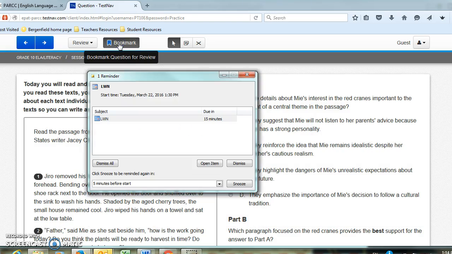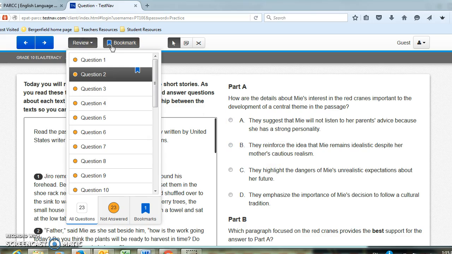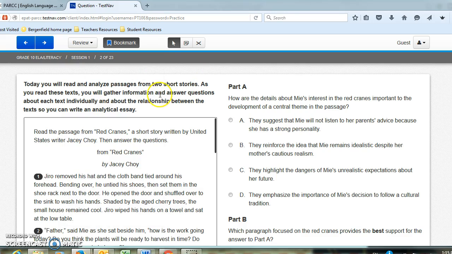The bookmark allows you to bookmark a question for review. So let's say, I think I know the answer to this question. I'm not really sure. I do want to check it again before I submit my answers. Just click on bookmark, and when you click on review, you'll see there's a little bookmark there, and you want to check it. You can take the bookmark off by just clicking on it.